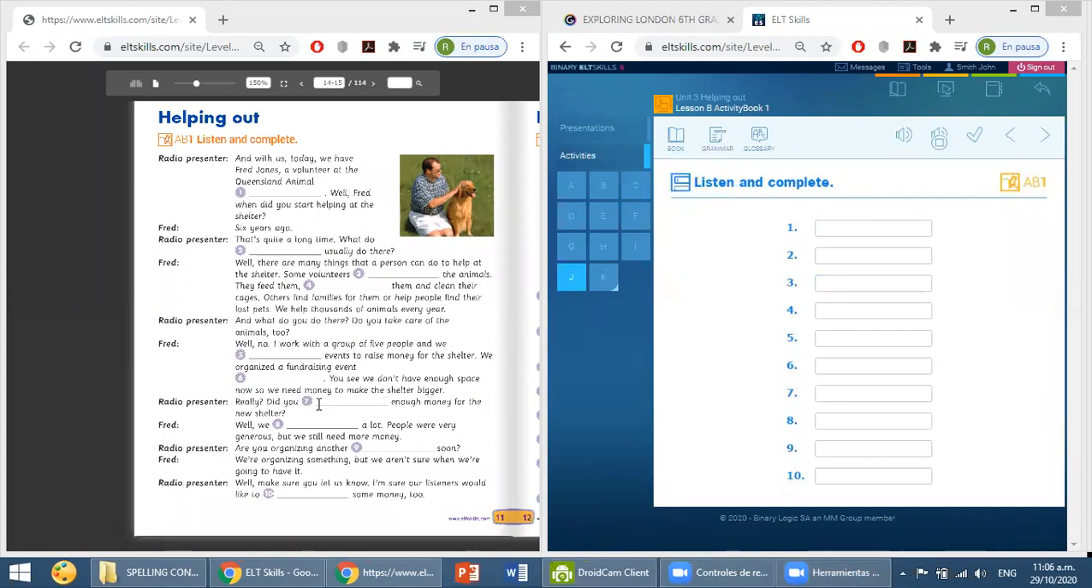Teacher, I have the 7. The 7 is race. Or the number one is shelter. Please go to Zoom and complete. Okay? Let's listen one more time to the conversation.